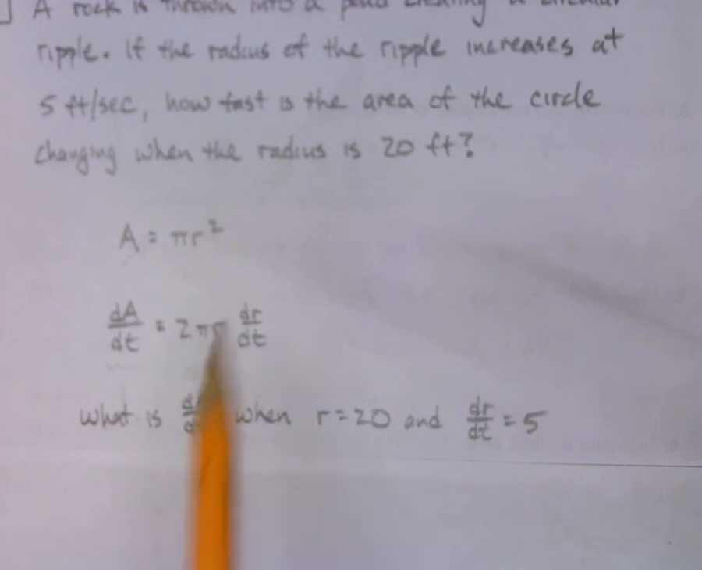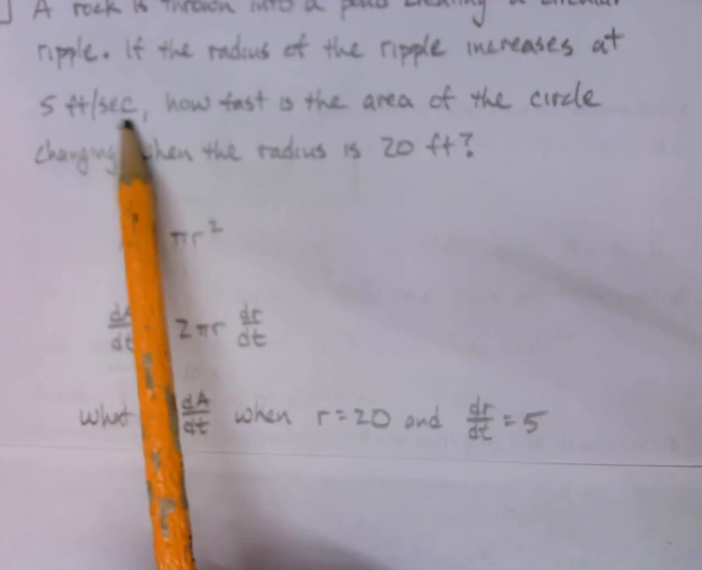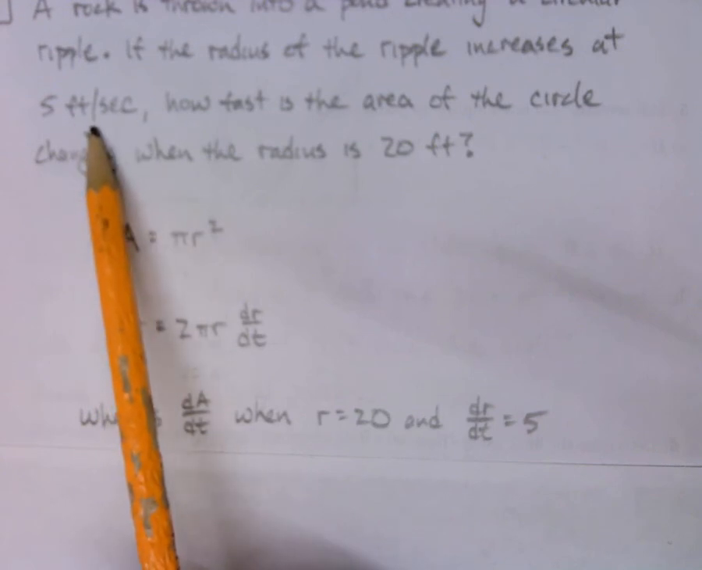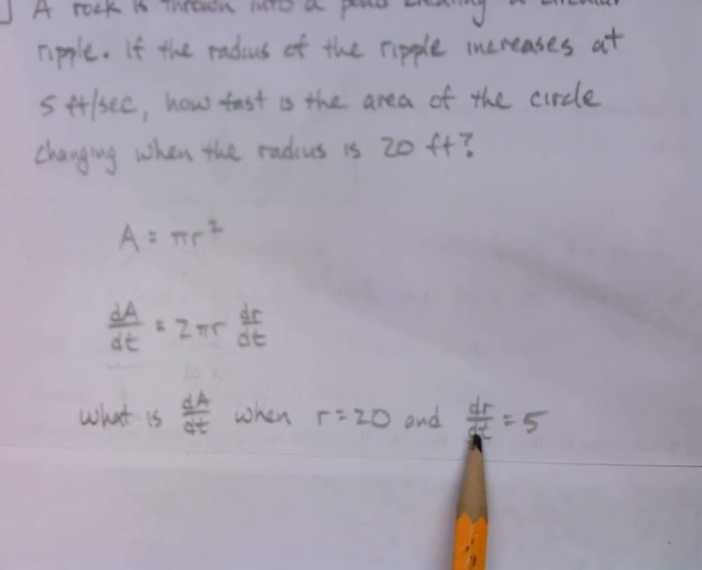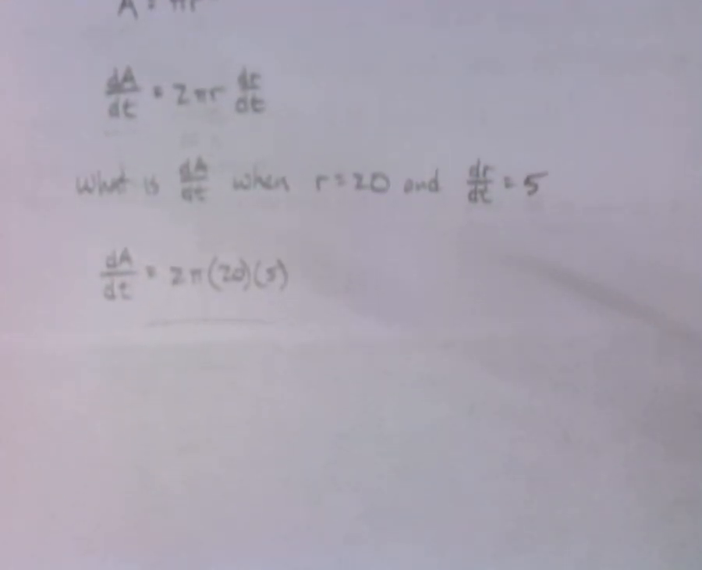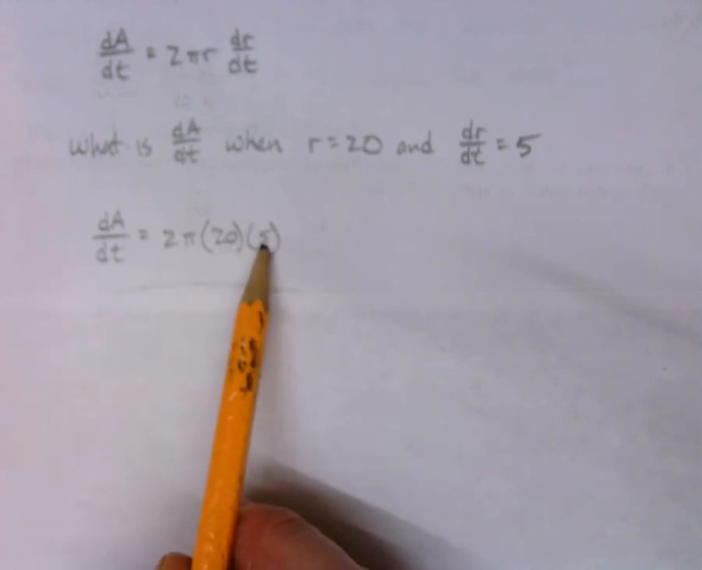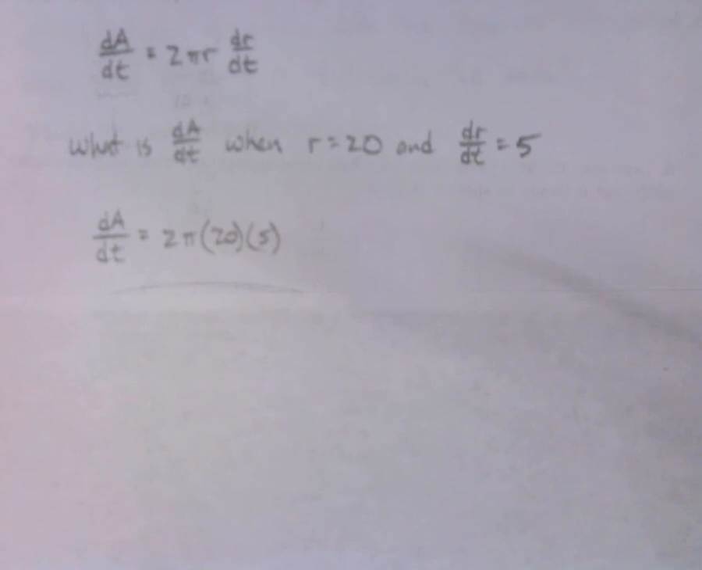And they tell us some other parts. When the radius is 20 feet, so when r is 20. And prior to these things, they had said if the radius of the ripple increases at 5 feet per second, the instantaneous rate of change of the radius, dr over dt, they're telling us is 5. So we're going to plug these values in. We're looking for this. We know r is 20, dr over dt is 5. And simplify that, and we got it. So 200 pi when we're done.